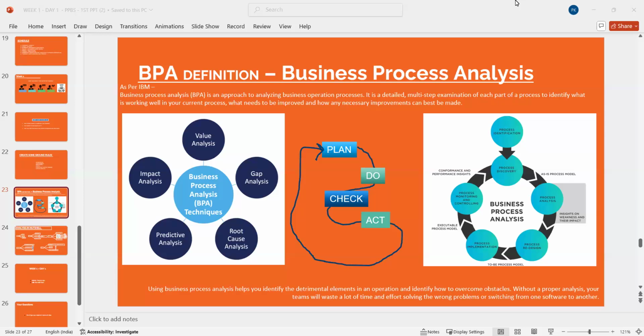Generally, in a typical professional setup, short terms or abbreviations are used quite widely, so I'll advise you to just remember this. It's an easy one, right? BPA. BA stands for business analysis, and when you add P into that, it becomes business process analysis. Make sense?